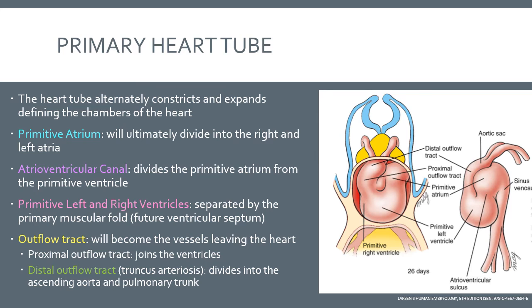All right, so from the heart tube, we can now start to see the early stages of the basic structure of the heart. So we have the primitive atrium, which again, we ultimately are going to have two atria, but we start with just one atrium, one ventricle that will then divide into two.